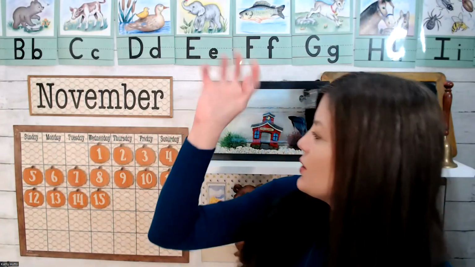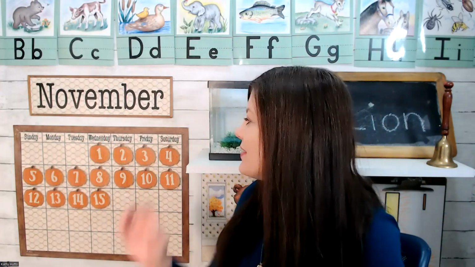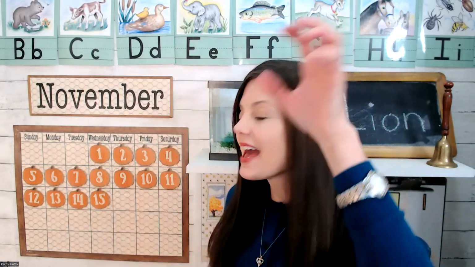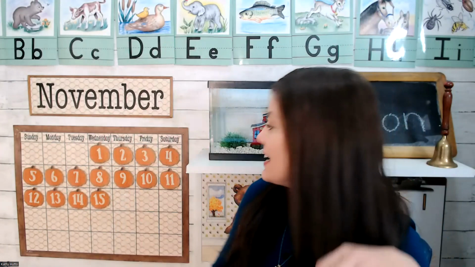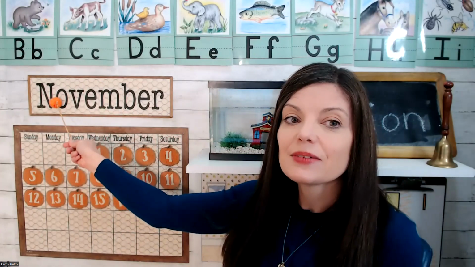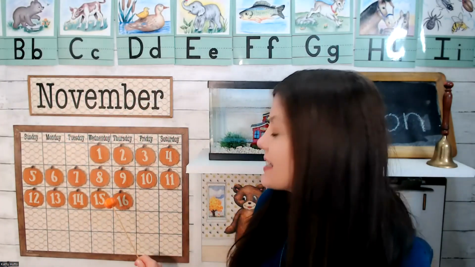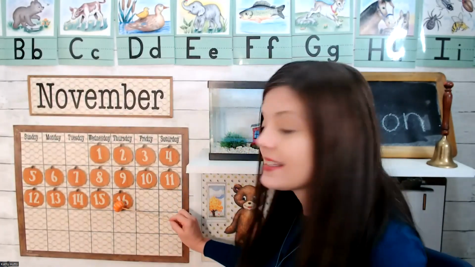1, 2, 3, 4, 5, 6, 7, 8, 9, 10, 11, 12, 13, 14, 15, 16. Today is November 16th. Can you say today's date? November 16th.